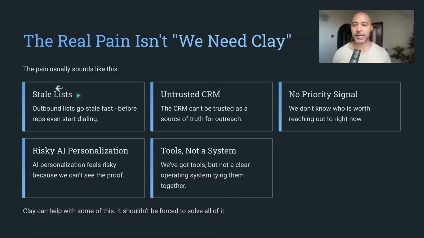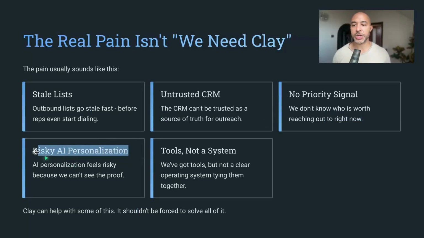So things like stale lists: outbound lists go stale fast, and before reps even start dialing, the person doesn't even work at the company anymore, for example. Untrusted CRM data: is your marketing team running campaigns where your bounce rates are high because people aren't actually working at the company anymore, or you don't have the right email address anymore? No priority signals: your sales team doesn't know who's worth reaching out to right now, with the keyword being, of course, right now.